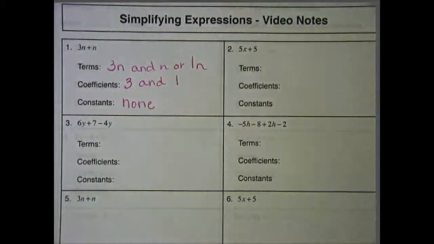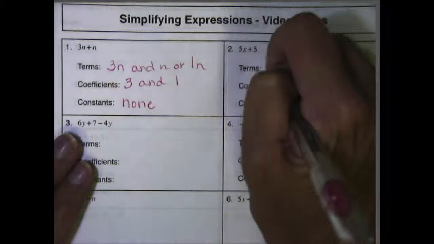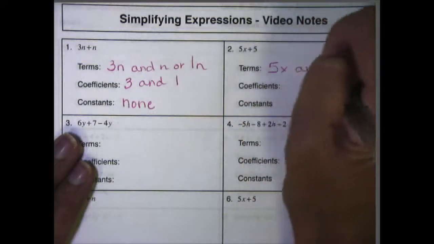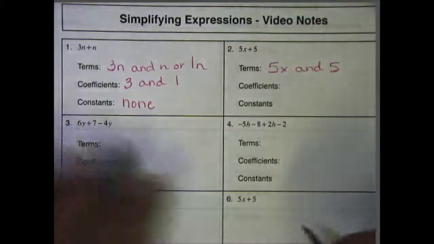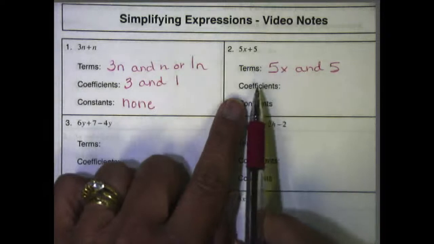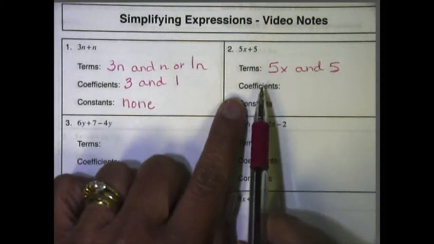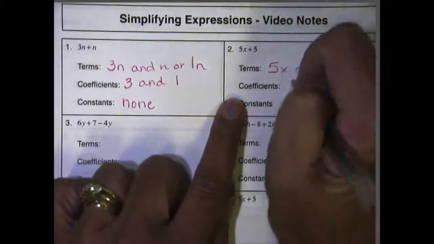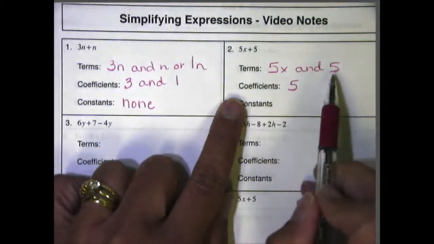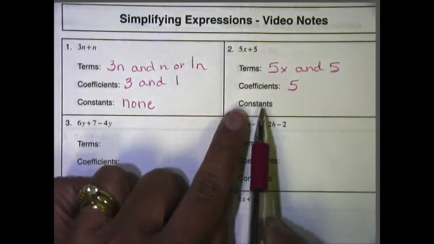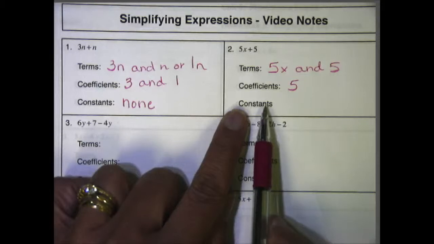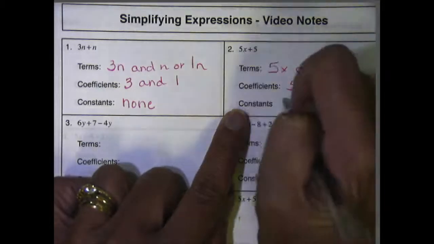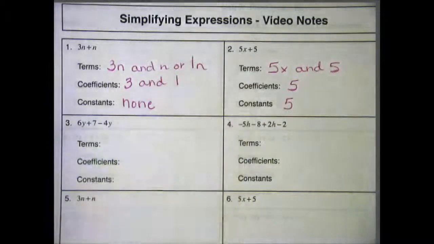Number 2, 5x plus 5. The terms are 5x and 5. The coefficients, remember that coefficient is the number that comes before a variable. So if the term does not have a variable, it doesn't have a coefficient. This term, 5x, has a variable, so the coefficient is 5. This term, 5, does not have a variable, so it does not have a coefficient. Constants, remember, are numbers that do not have variables, so numerical terms without a variable, such as 5. So the constant here is 5.